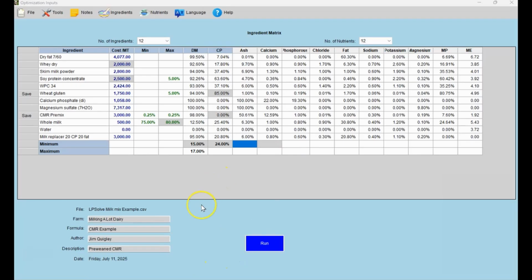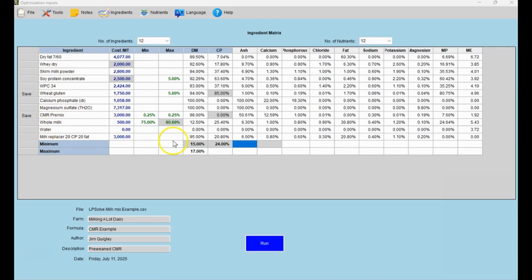In this episode, we'll discuss shadow prices in LP-Solve and how to interpret the information they provide after a ration is formulated. Let's start by looking at a simple formulation example. Here we're balancing a milk replacer ration using whole milk and milk replacer ingredients.